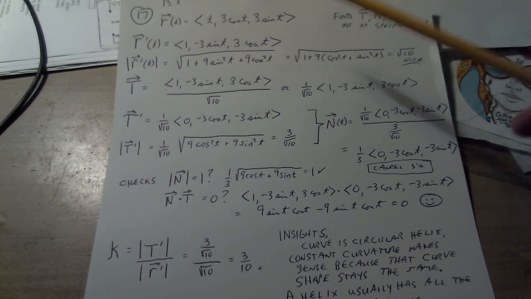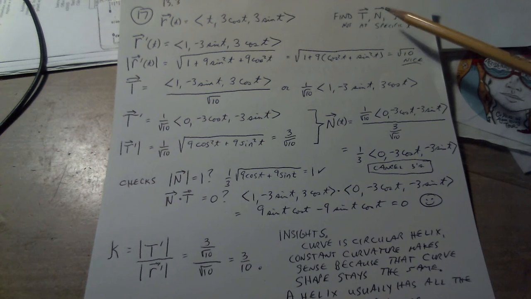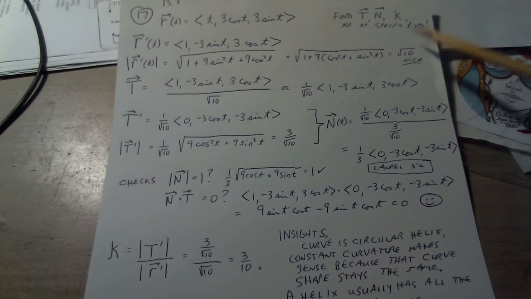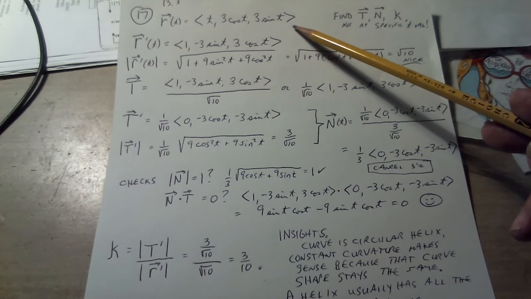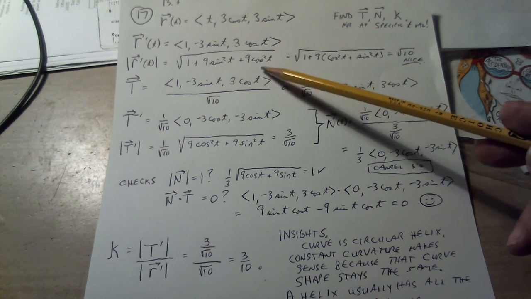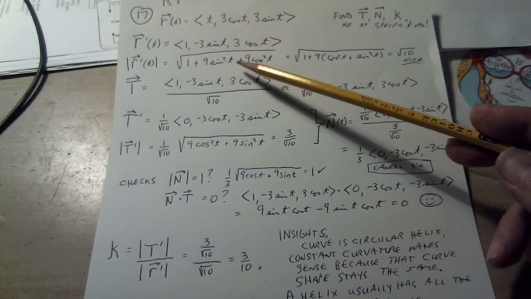We did problem 17 where they asked for the unit tangent, the unit normal, and the curvature, but they didn't give us a specific t value. So we have to do all this stuff in terms of t. But luckily they gave us a helix, which has really nice properties. So here's r prime. Here's the size of r prime. And you've got to simplify this.